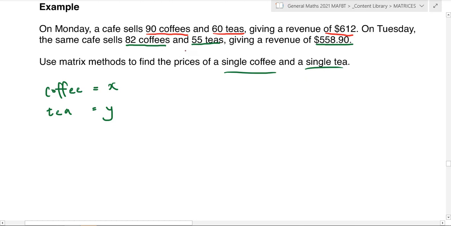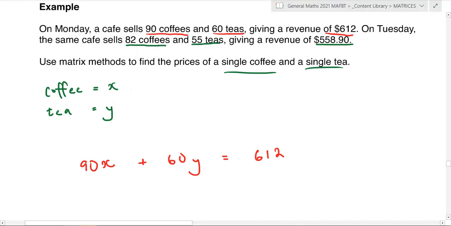Now, the next part is to look for the equations in these questions. Notice how I've highlighted or underlined all these in red, because this information represents the first equation. It's saying 90 of your coffees plus 60 of your teas is equal to $612. There's your first equation: 90 coffees, 60 teas equals 612. Remember, I've just used x and y to represent coffee and tea. How easy is that?